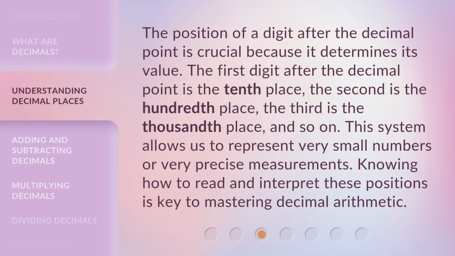The position of a digit after the decimal point is crucial because it determines its value. The first digit after the decimal point is the 10th place, the second is the 100th place, the third is the 1000th place, and so on. This system allows us to represent very small numbers or very precise measurements. Knowing how to read and interpret these positions is key to mastering decimal arithmetic.